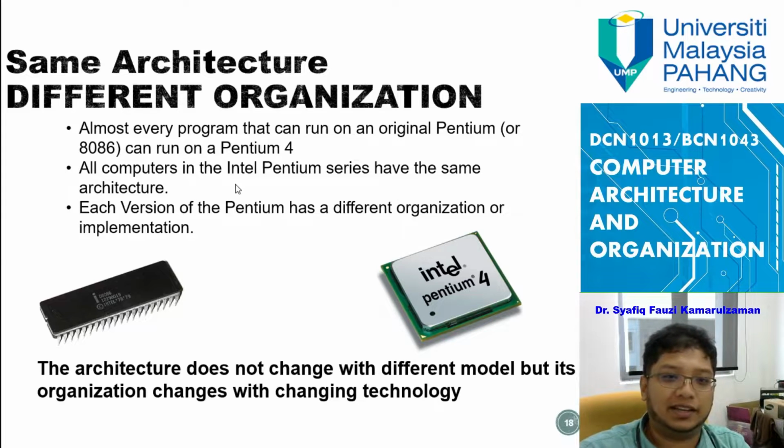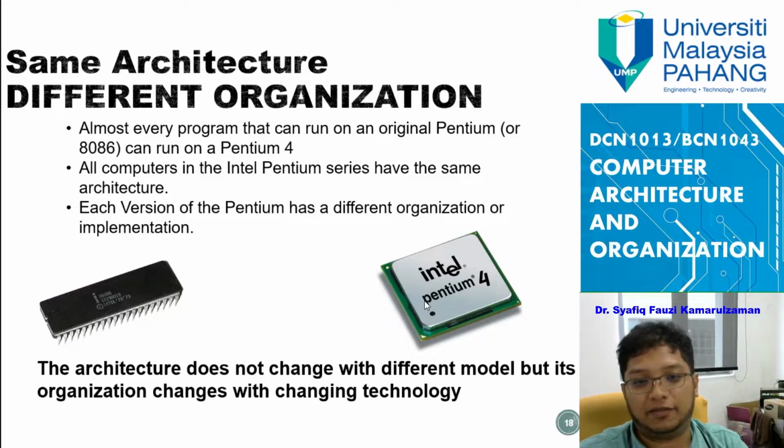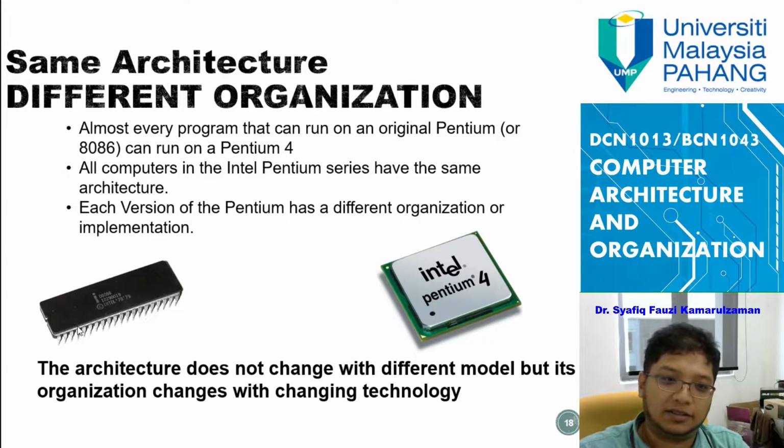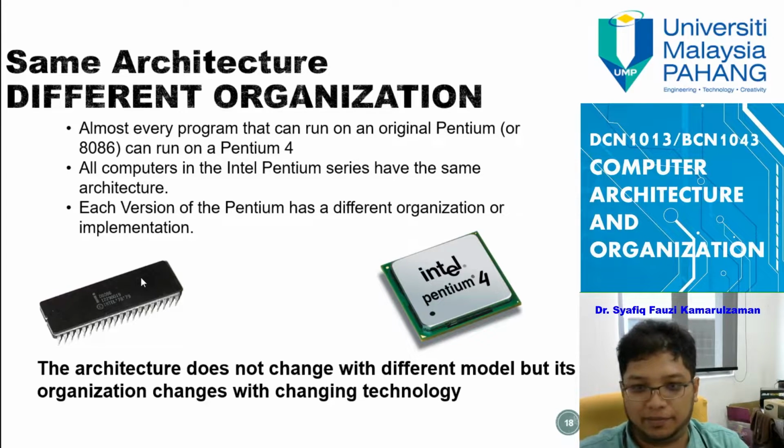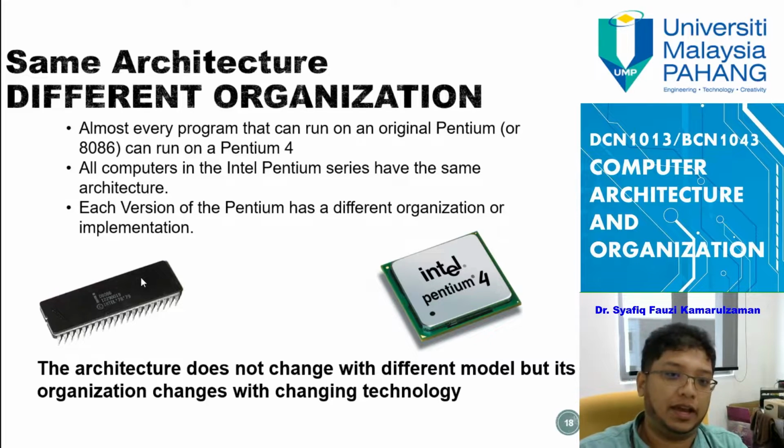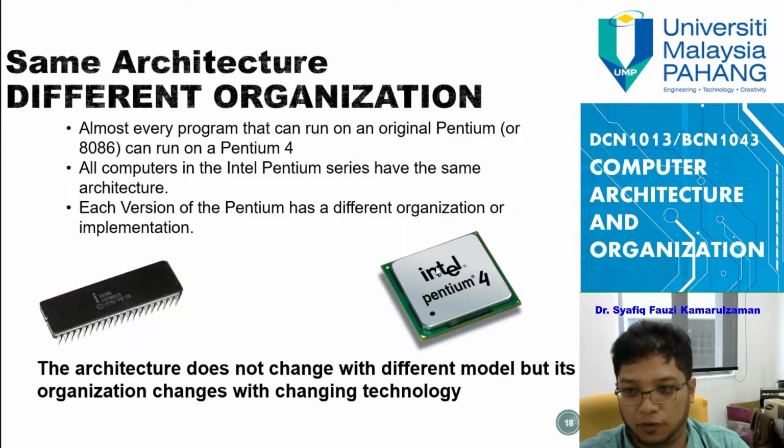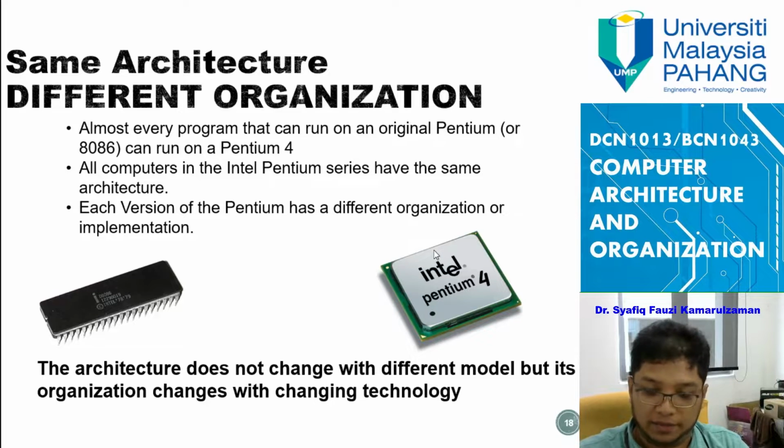All computers in the Intel Pentium series have the same architecture, and each version of the Pentium has a different organization of implementation. So for example, if you create a program, coding in C, hello world, this CPU can run the same program as the Pentium, and the Intel i9 and i7 these days can run the same program as well. Even if you have an AMD-based PC, those PCs can also run the program. They are using the same architecture, so there will not be any problems in running that code.